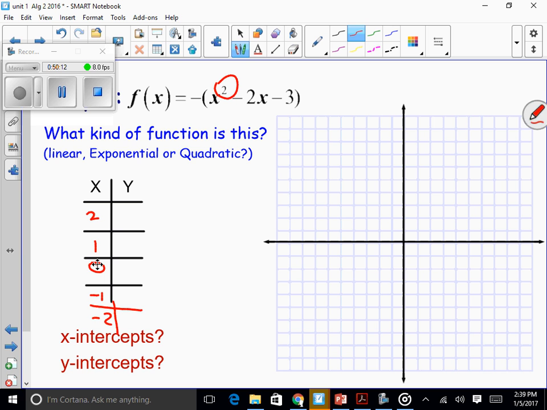What's the partner of the 2? Someone different? The partner of the 1? 0. Someone different on the 1? Negative 1? I'll take repeats. Negative 1? And the 2. Negative 5. I appreciate that. All right.